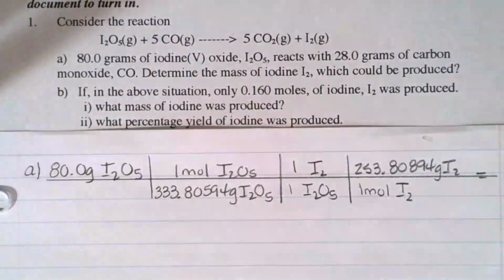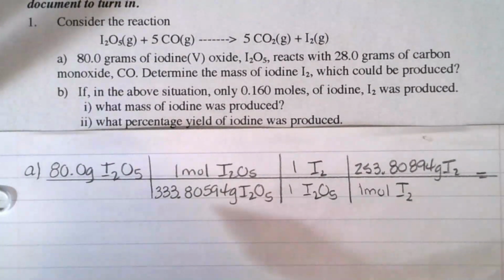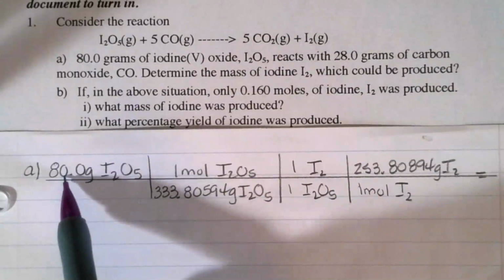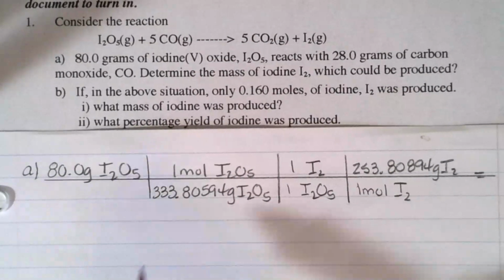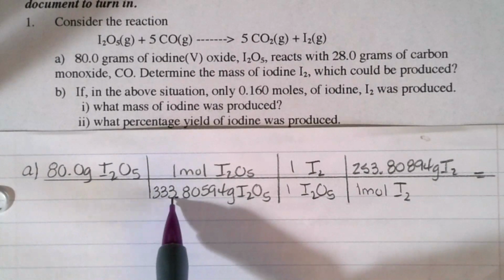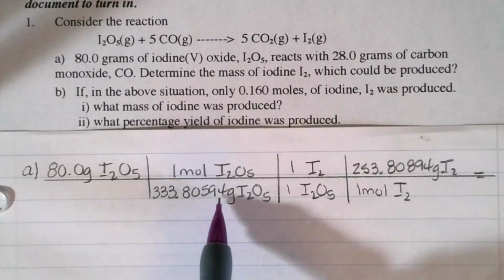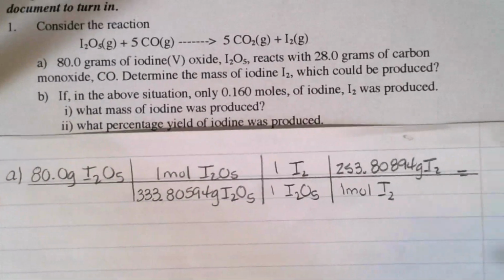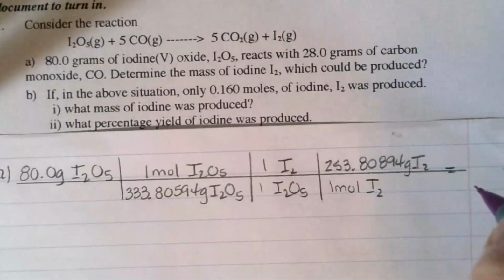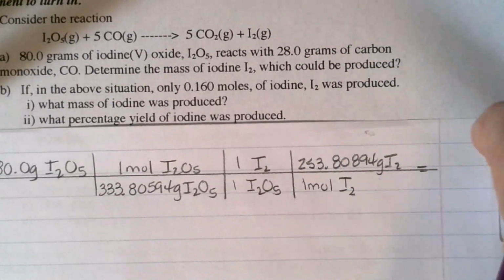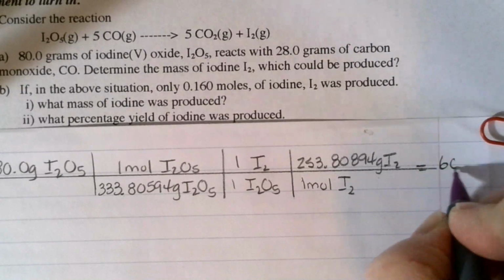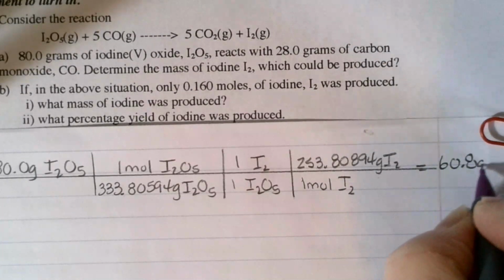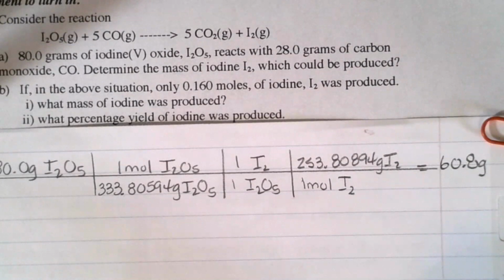Okay, now I'm going to math it. Let's recall how to math it again. If it's in the numerator, you multiply, and if it's in the denominator, you divide. So I'm going to take 80 times 253.80894 divided by 333.80594. And I'm going to obtain a number, and I have to be cognizant of the number of significant digits. So when I get my number, it's going to be 60.8 grams of iodine to the correct number of significant digits.